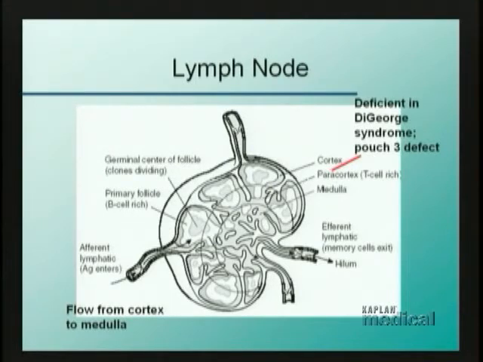Note that the flow of lymph through the node goes from cortex to medulla, but the flow of blood is all medullary in origin and exit. Note also that the paracortex, being the T cell rich region, will be the part of a lymph node that will be smaller in size in patients that develop DiGeorge syndrome. This is a pharyngeal pouch 3 defect where the thymus itself is deficient in size and will produce fewer T cells as a result.